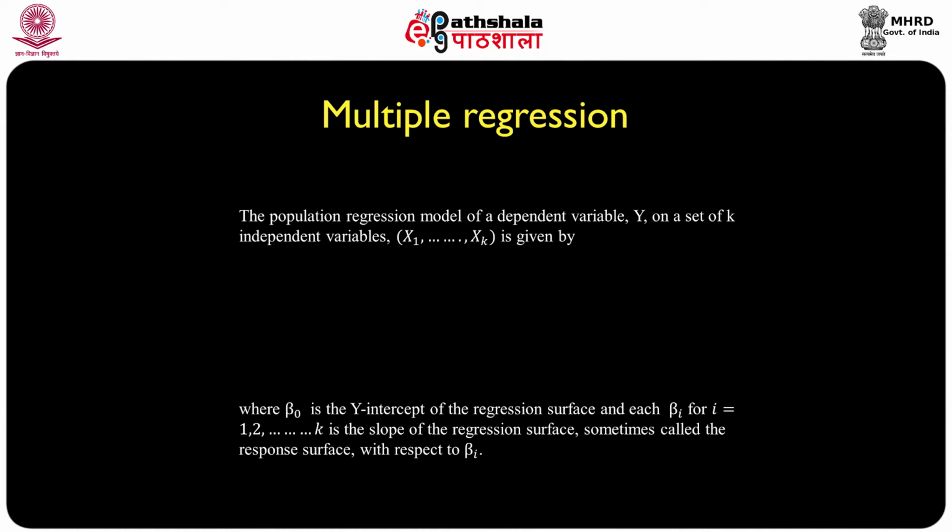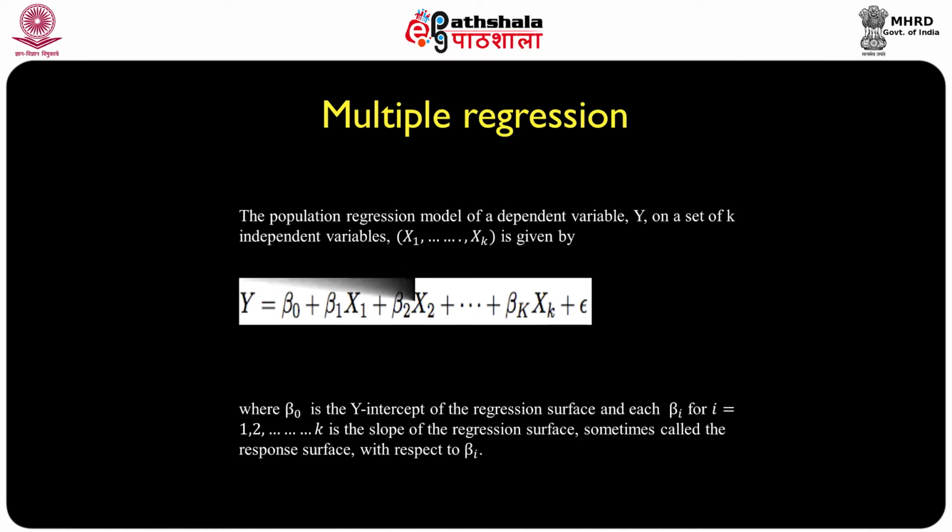Now, as a formal definition of multiple regression model, the population regression model of a dependent variable y on a set of k independent variables x1, x2, up to xk is given by y equals beta naught plus beta 1 x1 plus beta 2 x2 plus up to beta k xk plus epsilon, where beta naught is the y-intercept of the regression surface and each beta i, for i equals 1, 2 to k, is the slope of the regression surface, sometimes called the response surface, with respect to xi.